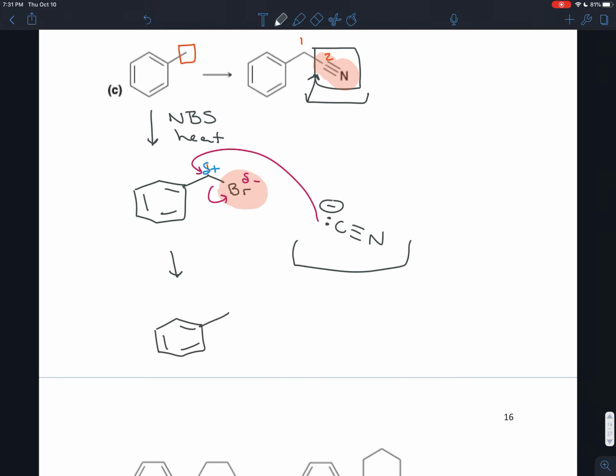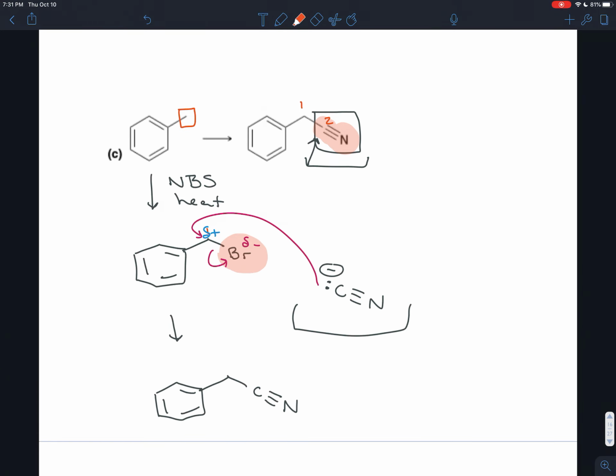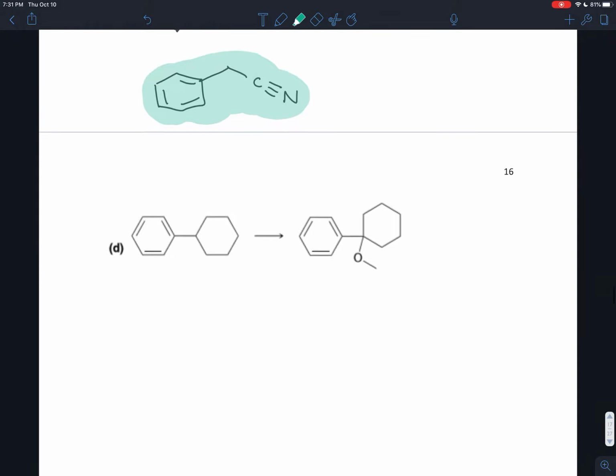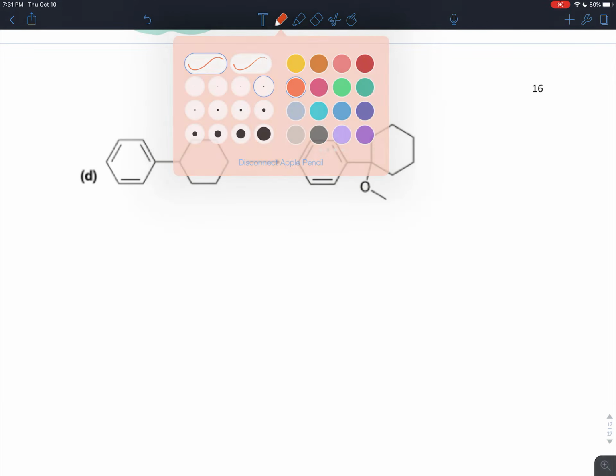And so what you get is that same carbon there, but now we have it attached to the carbon triple bonded to the nitrogen, which is exactly what we wanted. So this is the same thing as this. All right, last one. Oh, it looks scary. You've got rings now, extra rings. But notice it's really the same thing.